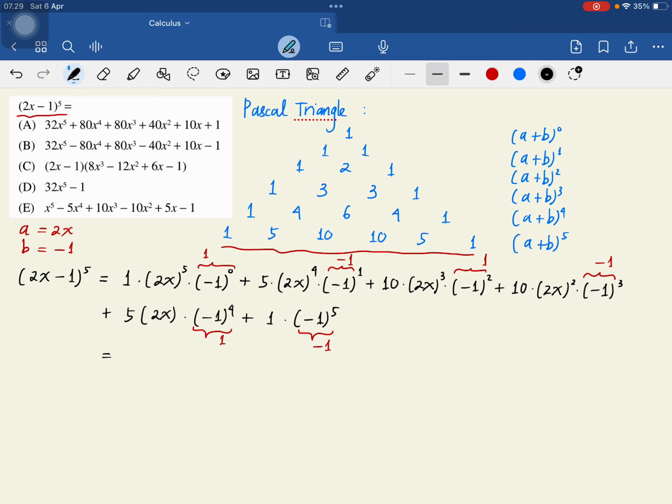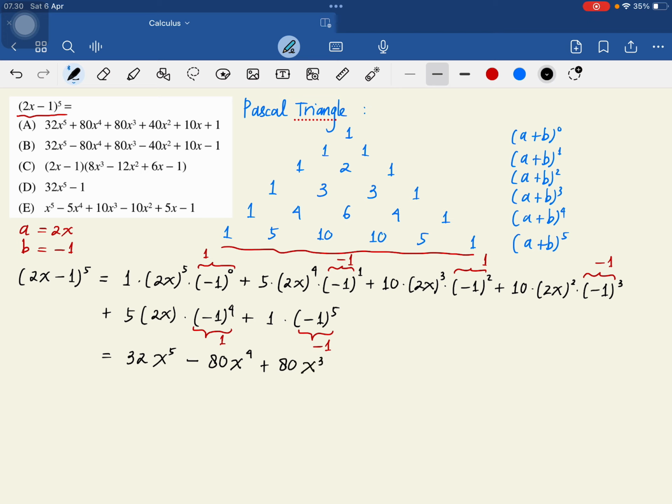Okay, so the result becomes 1 multiplied with 2x to the power 5 multiplied with 1. So it becomes 32x^5 there. And then minus 16x^4 multiplied with 5. So it becomes 80x^4. And then we continue here. 10 multiplied with 8x^3. So it becomes plus 80x^3.